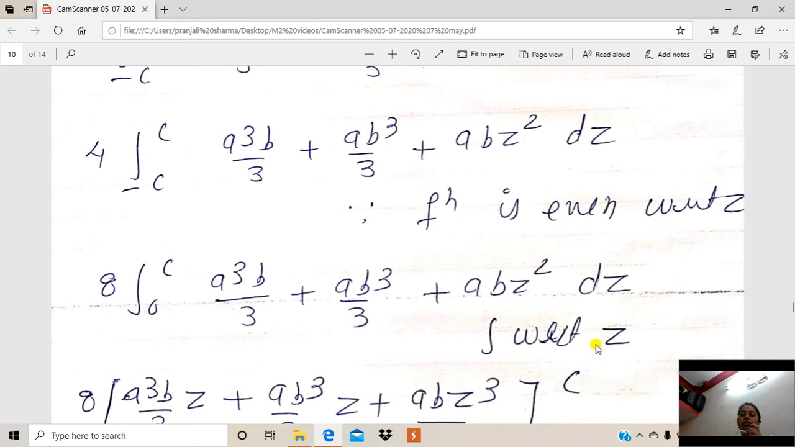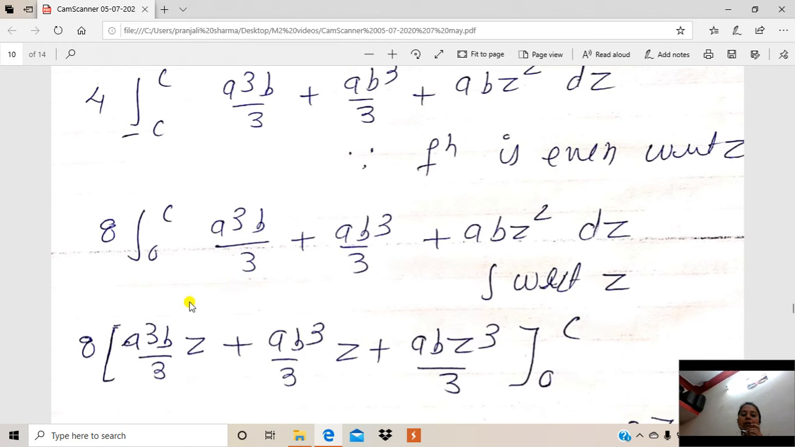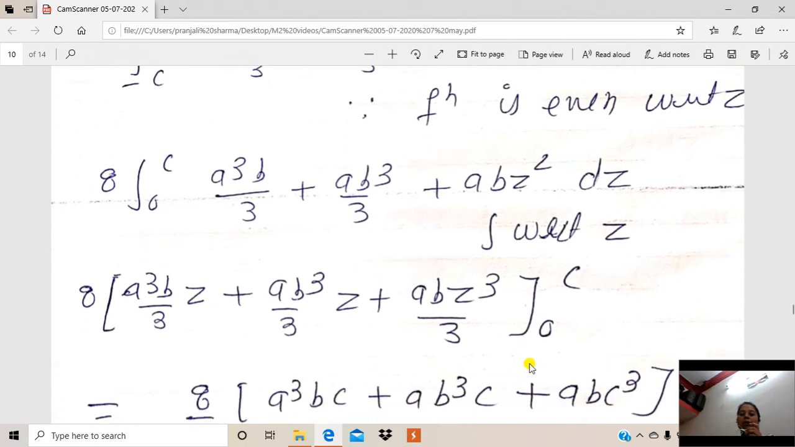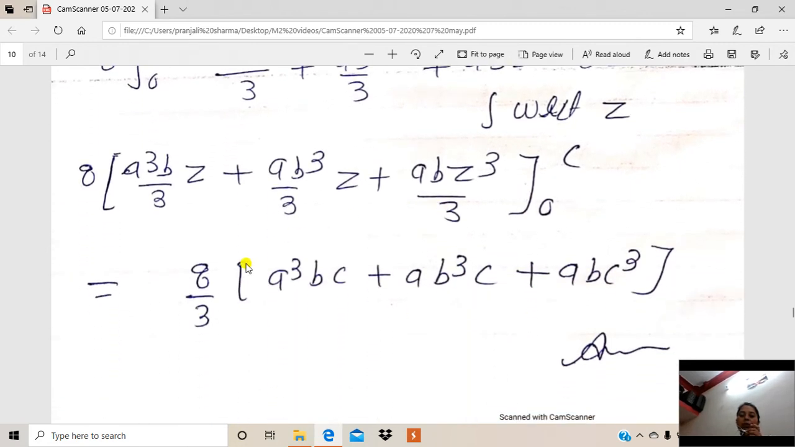Now we can integrate the function with respect to z. Since a cube b by 3 is a constant, its integration will be a cube b by 3 into z, and a b cube by 3 is also a constant, therefore its integration will be a b cube z by 3. And here we integrate z square, with ab treated as a constant, so its integration will be a b z cube by 3, between the limits 0 to c. Now we apply upper limit minus lower limit, and the final answer will be 8 by 3 times a cube b c plus a b cube c plus a b c cube.